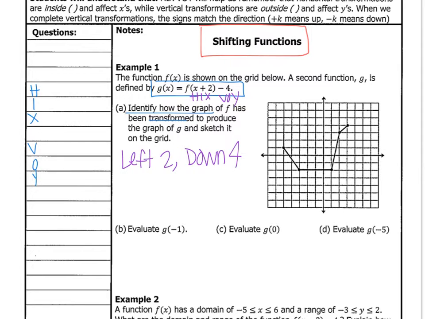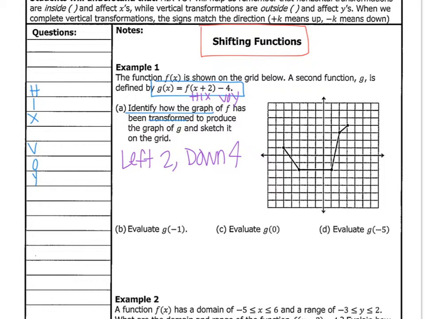So we should have said down 4, because we do follow the direction of the sign in this case. So we go left 2, down 4. Remember, that means take each point, go to the left 2, and then down 4, plot it. Take the next one, left 2, down 4, plot. Left 2, down 4, plot. So on and so forth.